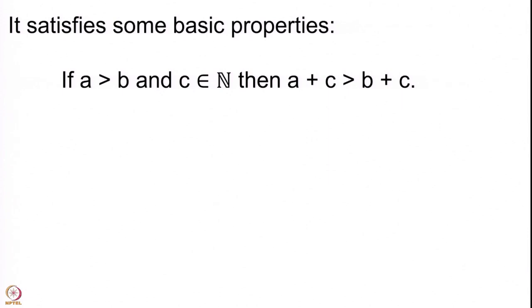What does the first one say? It says that whenever you have a natural number A bigger than another natural number B, and you have a third natural number C, if you add this third number to both A and B, then the relation is preserved. The sum respects the relation. The addition in N does not disturb this relation. If you have A bigger than B and you take a natural number C, A plus C is bigger than B plus C. This is quite evident, but it needs a proof. We will see whether we can prove this.